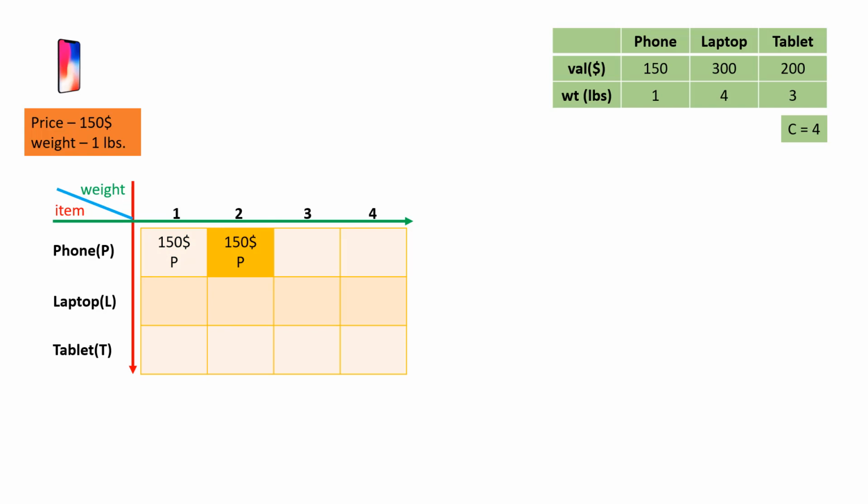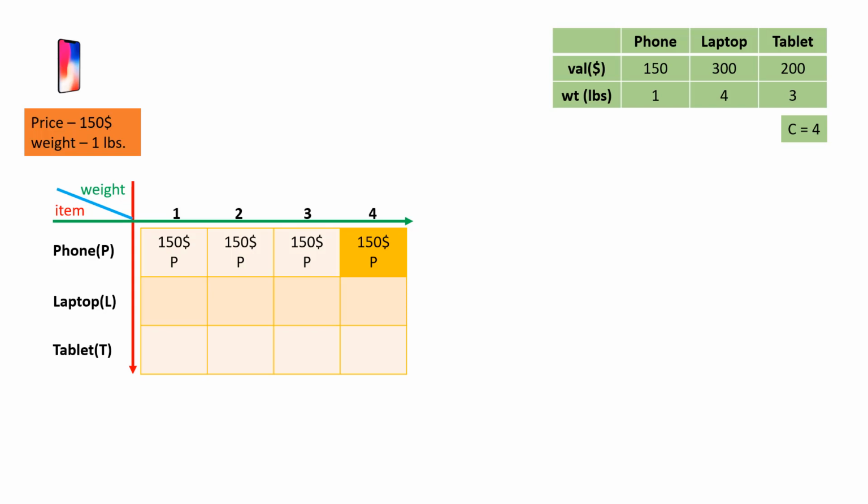150, right? In a similar way, if you have a knapsack with capacity 3 and you have only one item, the mobile, to steal, how much profit can you make? 150. In the same way, if you have a knapsack of capacity 4 and you have only one item to steal, the max profit you can make is 150, right?